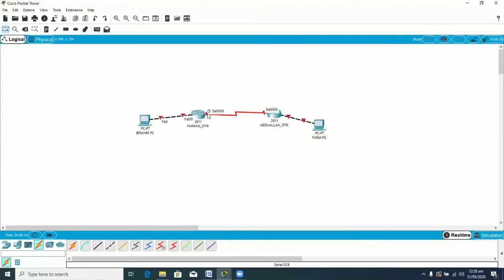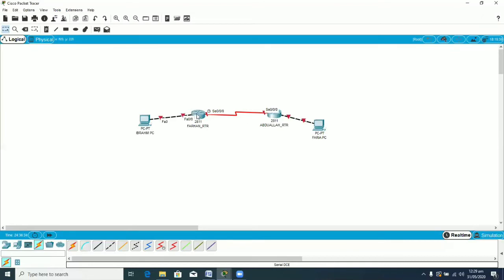So basically this has become now the male connector and this has become now the female connector. You can see the clock over here and there isn't any clock on the other side. So you have to provide the clock rate on the Farhan router's serial interface 0/0/0, but there isn't any need to provide clock over here. So now this is all about the cable connection at present.